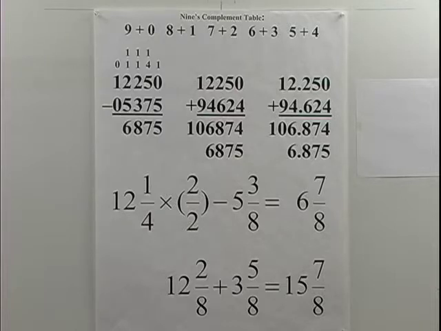So now I can proceed to add. 12 and 3 is 15. 2 and 5 is 7, so I get 15 and 7/8. My last step in the 9's complement procedure is to take this leftmost digit, it will always be a 1, and add it to the rightmost digit, 5 in this case, I get a 6. 6 and 7/8. So 12 and 1/4 minus 5 and 3/8 is equal to 6 and 7/8.